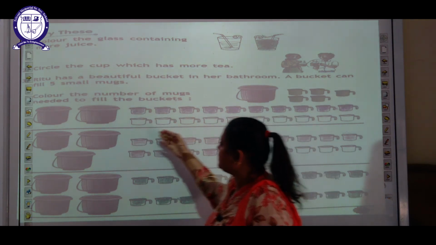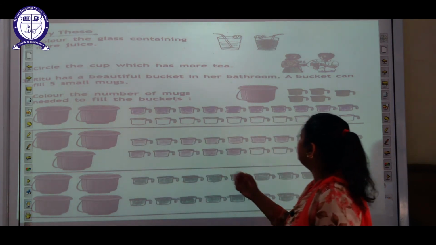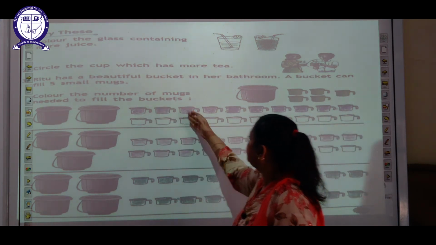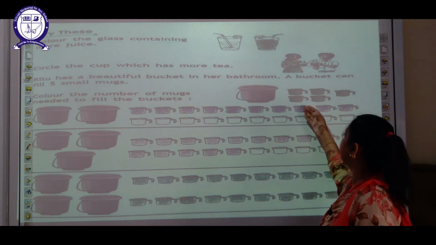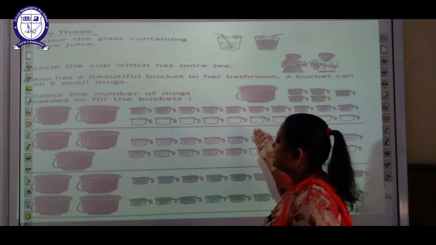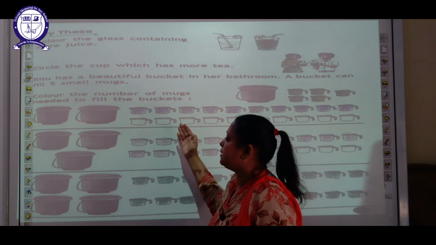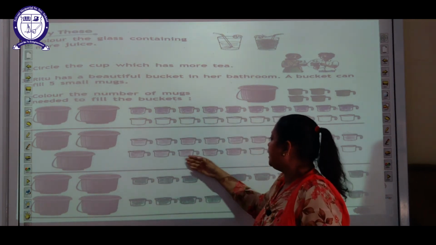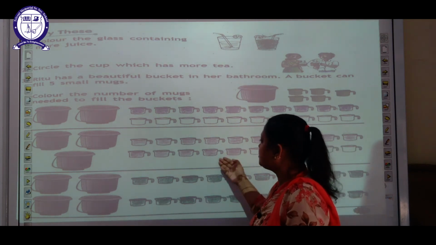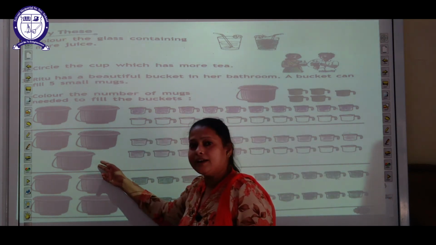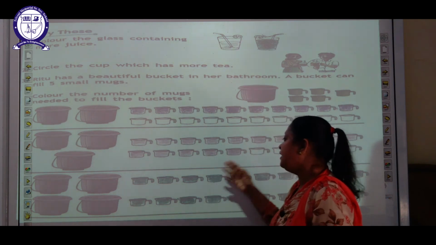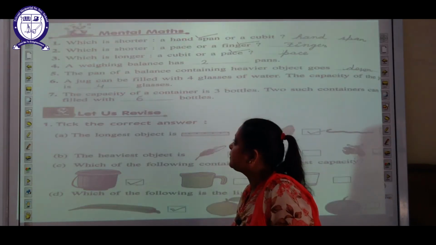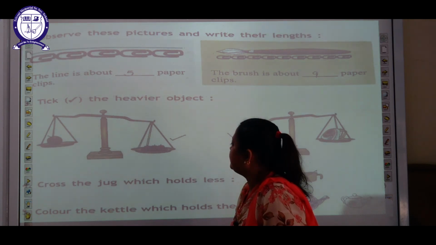How many mugs are needed to fill 2 buckets, students? Yes, you have to color this 1, 2, 3, 4, 5, 6, 7, 8, 9, 10. 10 mugs. You need 10 mugs to fill the 2 buckets, and how many for 3 buckets? 15 mugs to fill the 3 buckets, and you need 20 mugs to fill the 4 buckets. Next question.